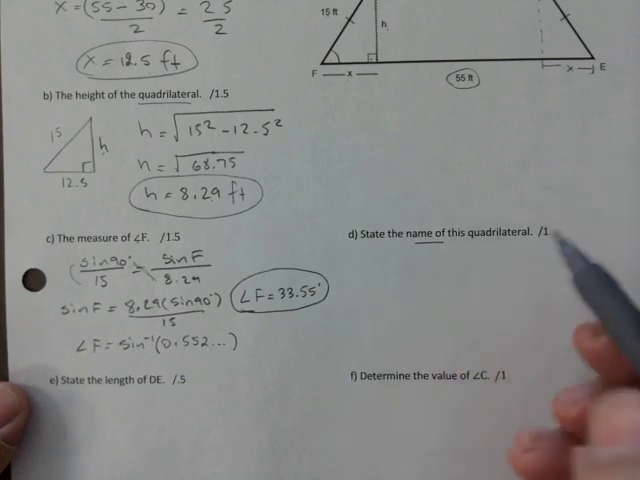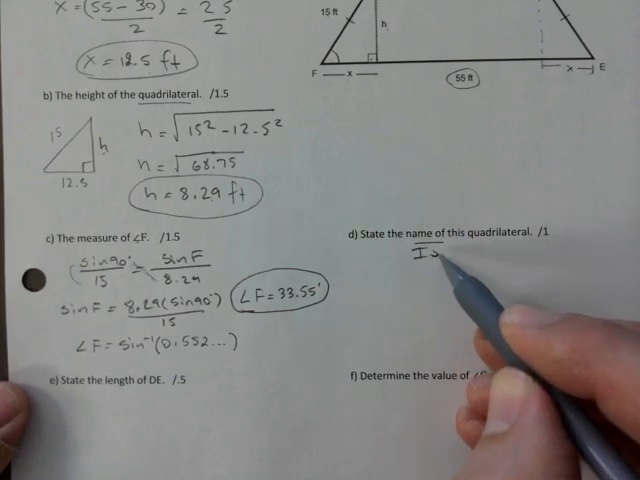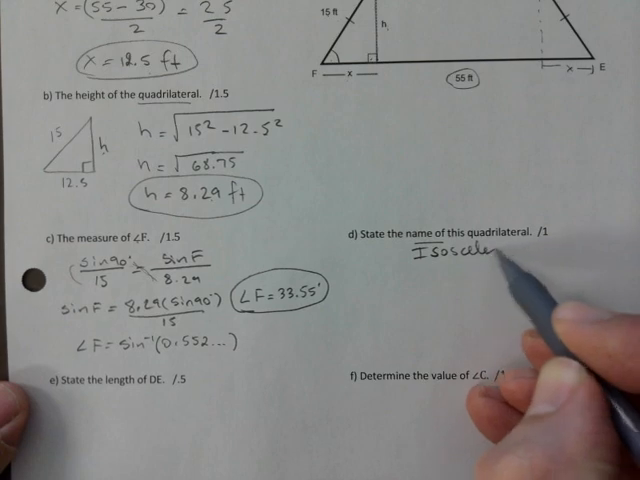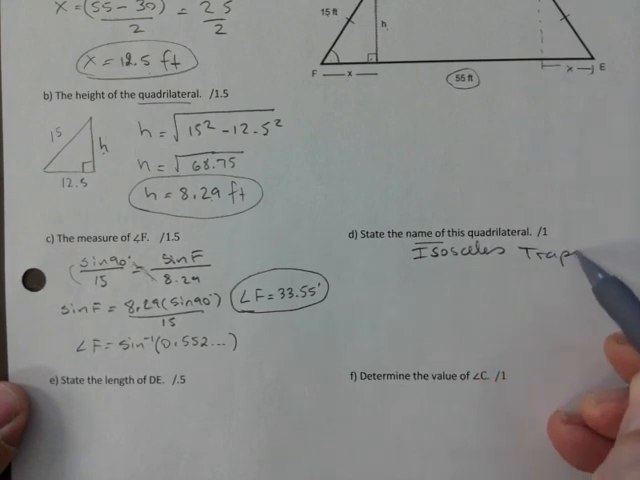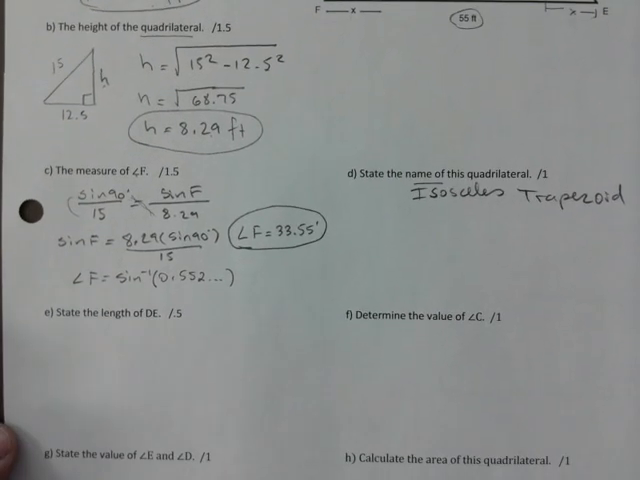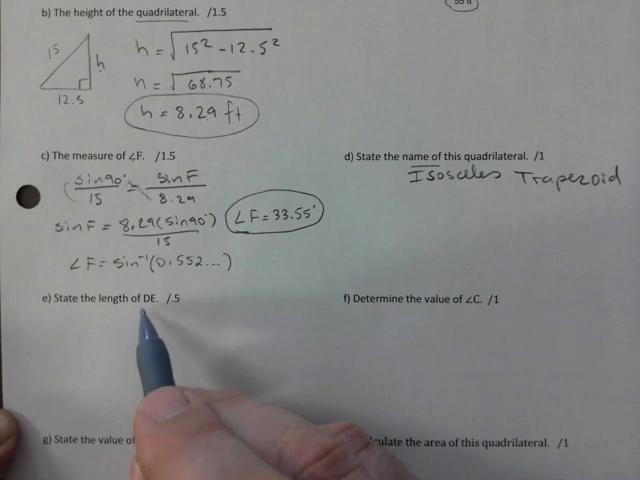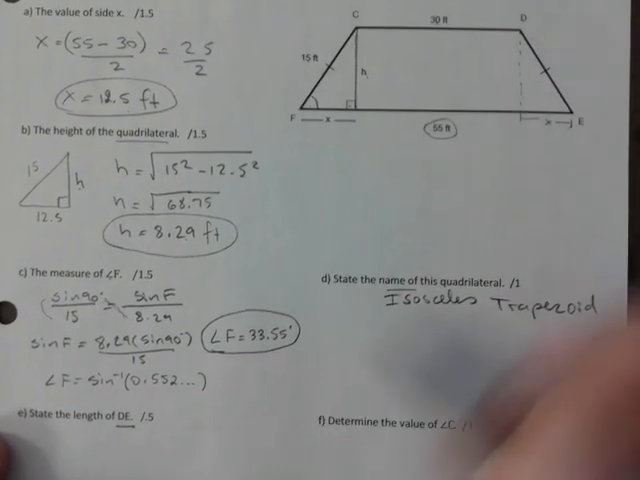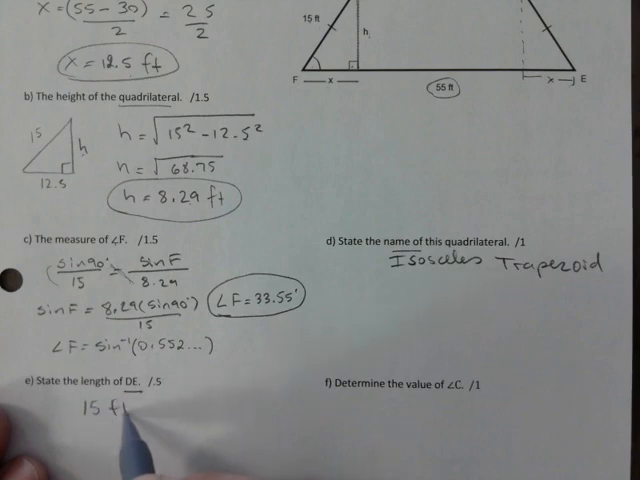Next, name this quadrilateral. It's not just an isosceles, it's an isosceles trapezoid, okay? 1 mark for that. DE, side DE, that's just this one here. On this side, it's 15 feet. Half a mark for that.